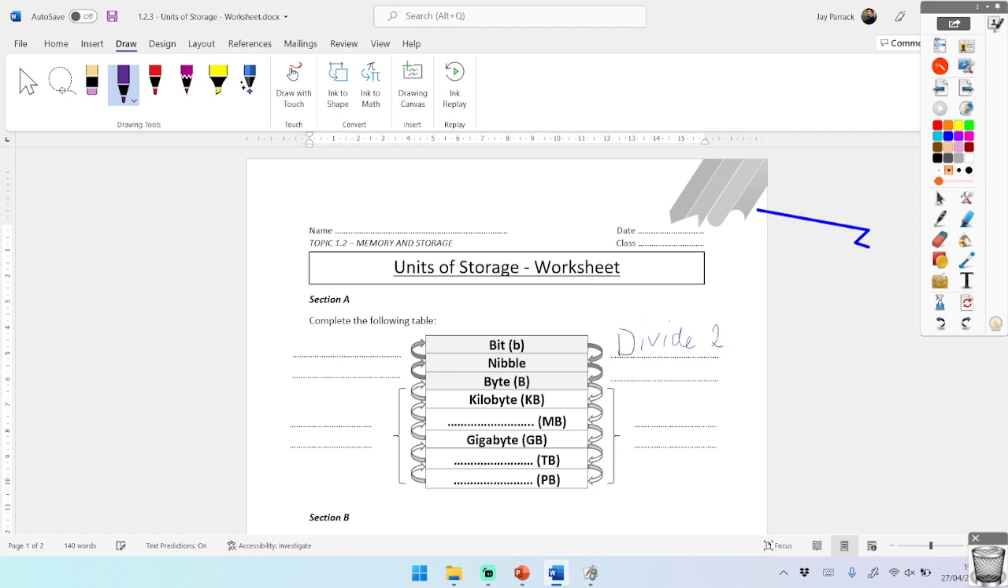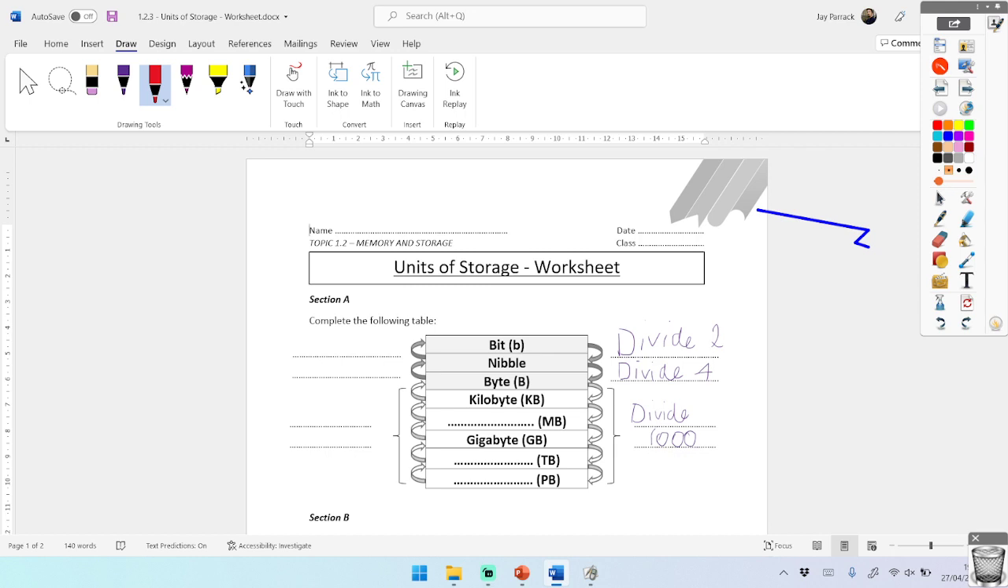By 2. Our next line, nibble to byte, we saw that earlier. That was divide by 4. And here for kilobyte down to petabyte, you just divide by 1,000. I'm going to stop there. For a brief second, try and see if we can figure out what MB, TB and PB mean based on what we saw earlier.